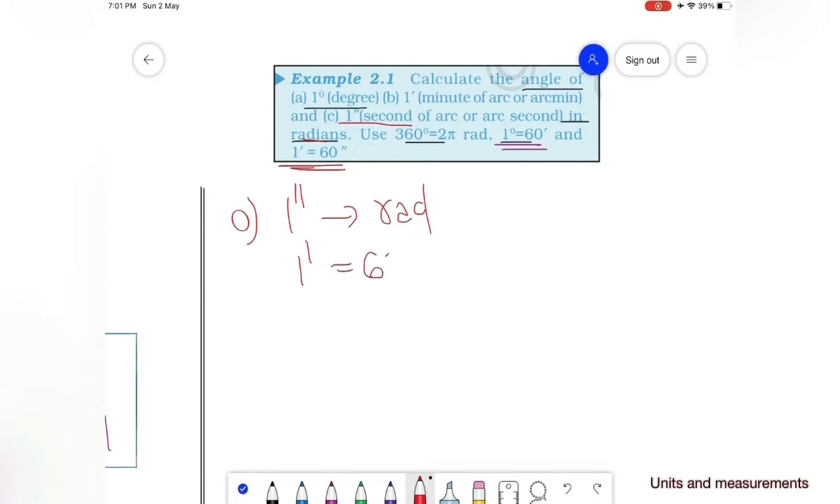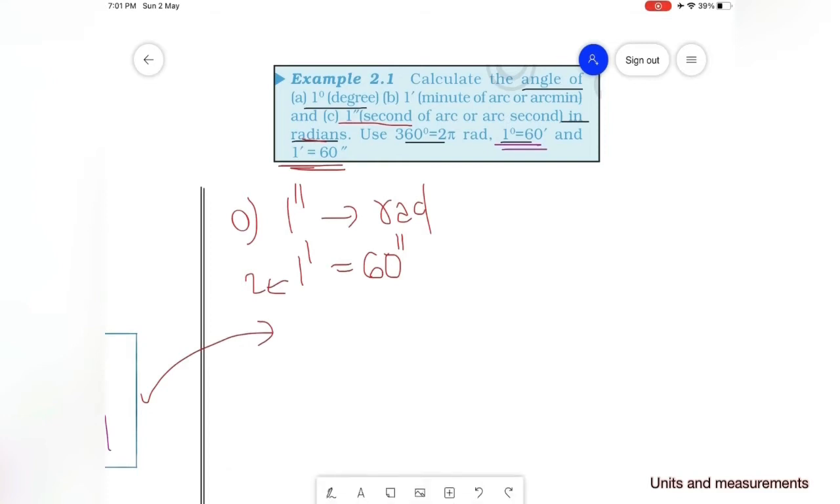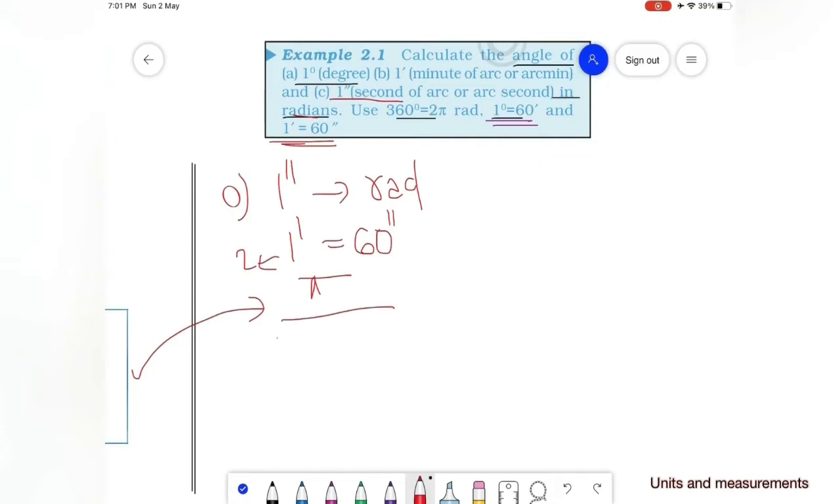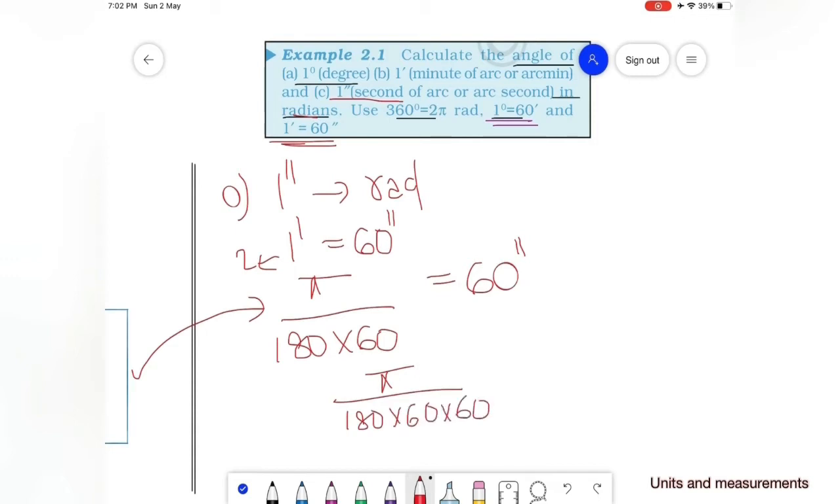What is given here is 1 minute equals 60 seconds. Like before, what is 1 minute? We have solved that in part B. So insert that into part C. You get pi by 180 into 60 radians equals 60 seconds. So how do you find 1 second from this? Divide both sides by 60. So you get pi by 180 into 60 into 60 radians equals 1 second, or this is equal to 4.85 into 10 power minus 6 radians.